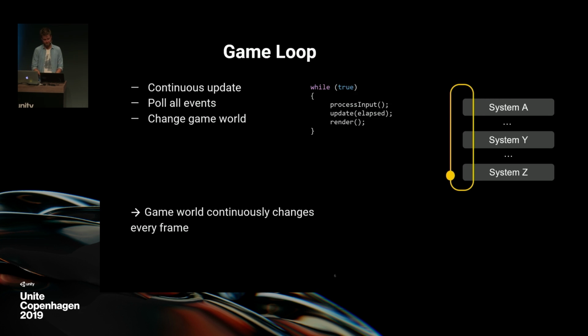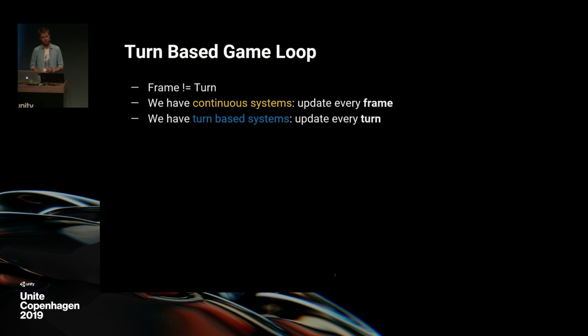When we now turn to turn-based game loops, we have a very crucial difference. In turn-based games, a frame does not necessarily equate with a turn. So we have two kinds of gameplay systems. The first ones still run continuously every frame, like input or animation. If you, for example, have a weather system in your game, you quite likely also want the rain to continuously fall down and not just move a millimeter whenever the player takes a turn, because that would look kind of weird.